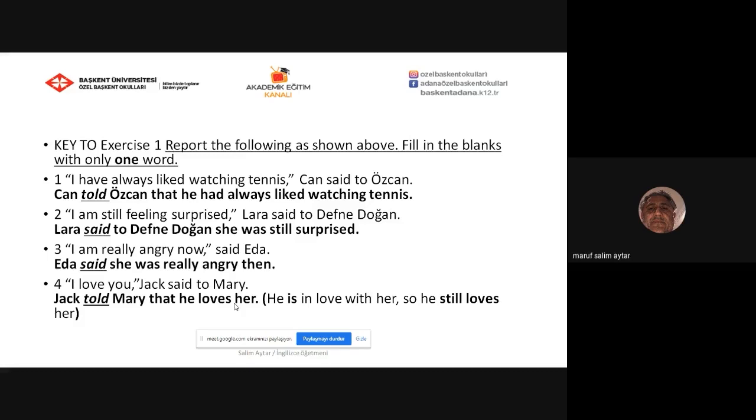Now you have the key to exercise 1, okay? Report the following as shown above. Fill in the blanks with only one word. And yeah, the key is actually given to you. We've done it before. I have just done it. Just check it.